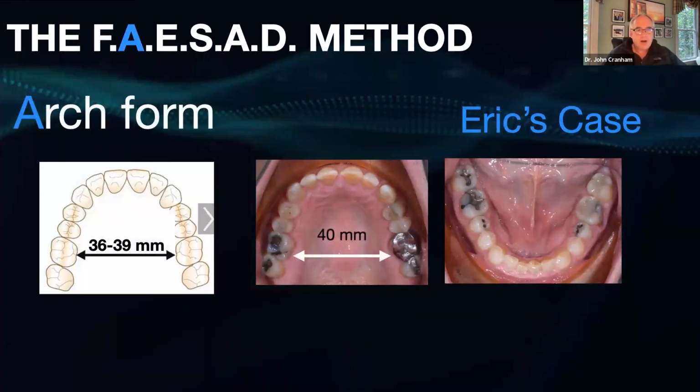His width, his arch form: the McNamara study shows us that we should have a minimum of 36 to 39 at the groove on the lingual of the maxillary molars, and his is 40. So we have no treatment with regards to orthodontic expansion.